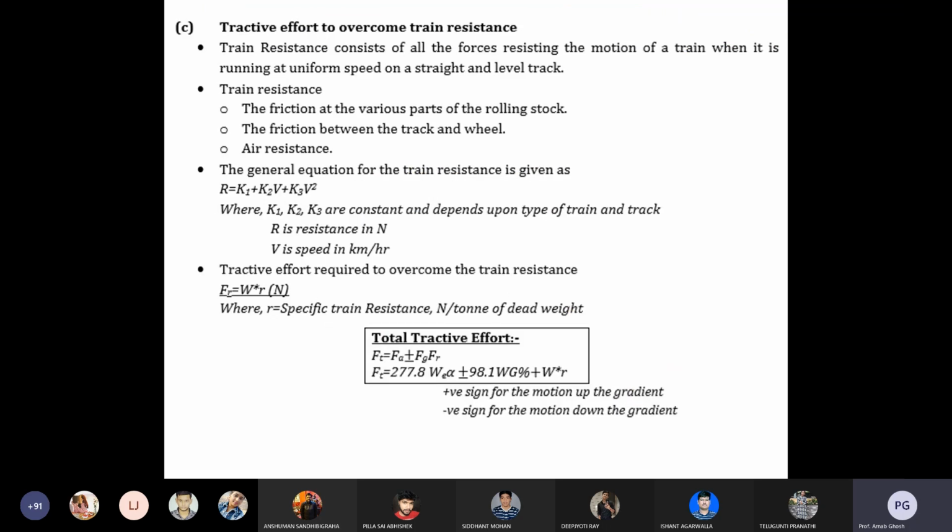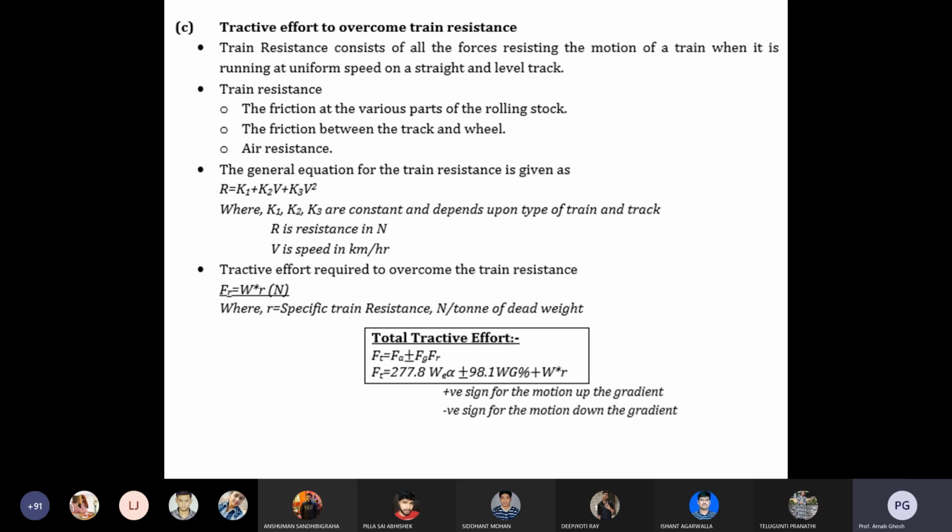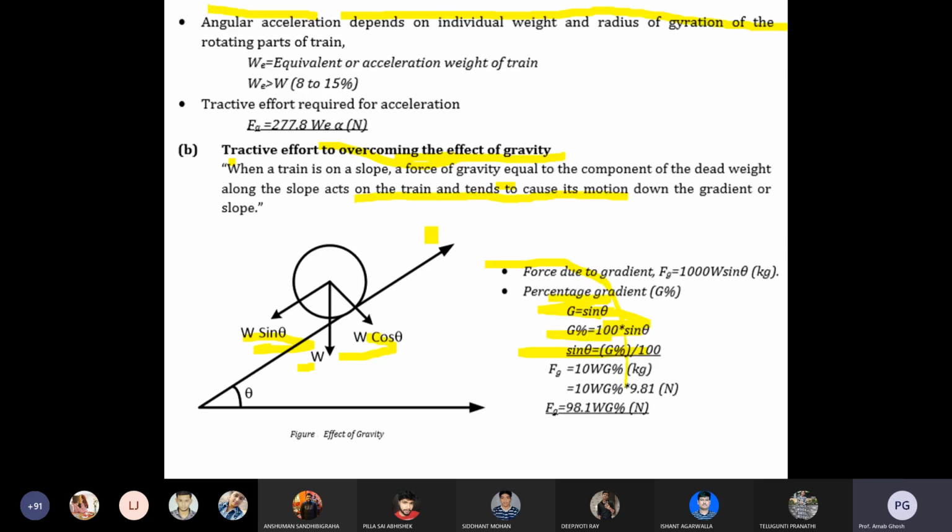Okay, so the tractive effort to overcome the train resistance, that I have already told you. Here you can see the tractive effort to overcome the gradient resistance. What are the important factors? Previously you saw when it is on an inclined track, you have to use the formula Fg equals 98.1 W G%.